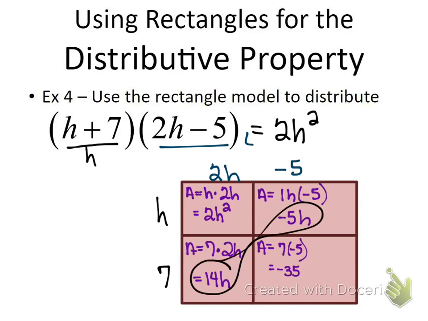Right? So what's 14H plus negative 5H, or negative 5H plus 14H? What's that equal? Take negative 5 plus 14, and you'll get positive 9H. And then my final term, negative 35. Good.